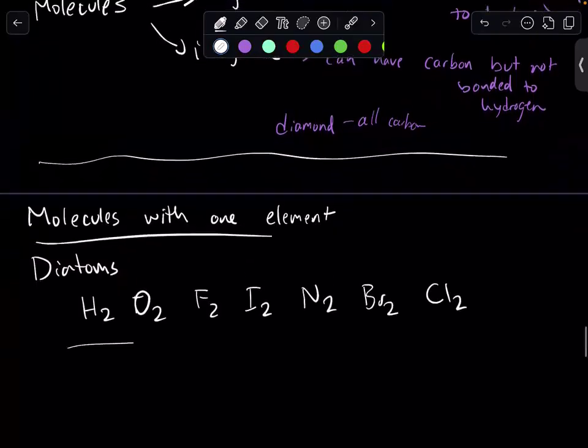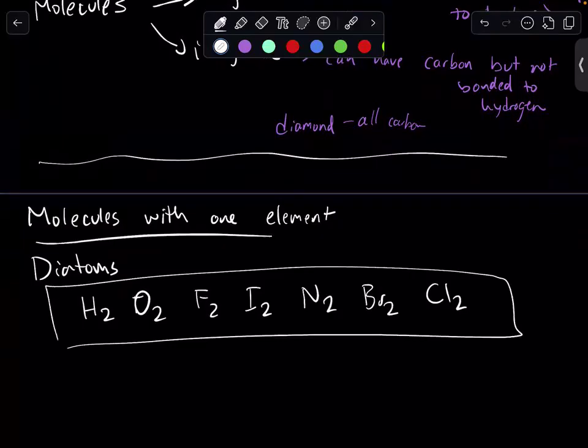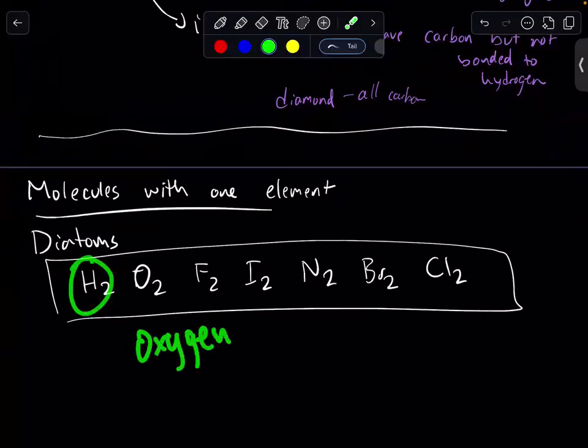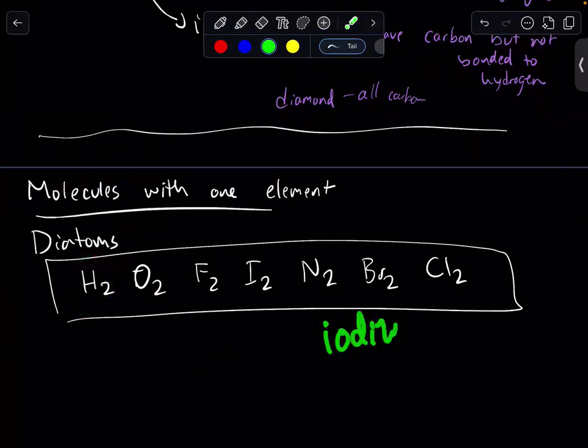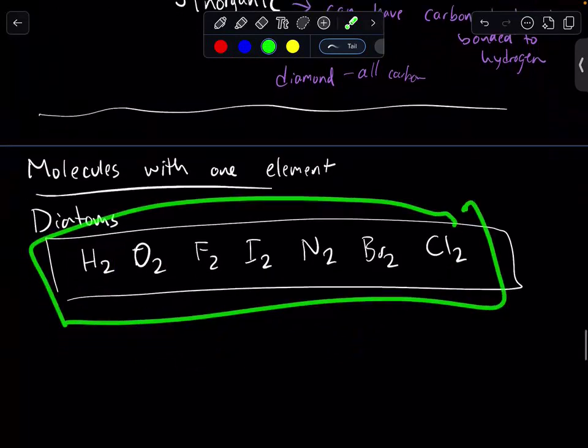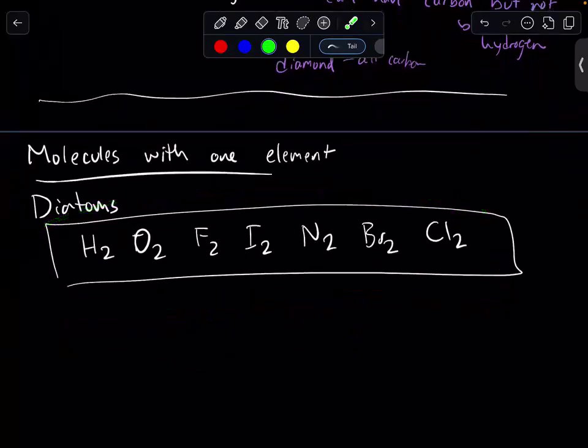These are diatomic elements. They always exist in pairs. So if we refer to hydrogen, we're referring to this. If we refer to oxygen, like the oxygen in our air, it's this. If you have iodine, you always have this. Chlorine gas is that, and they always exist in these pairs unless they're bonded elsewhere. You're not going to find them alone.